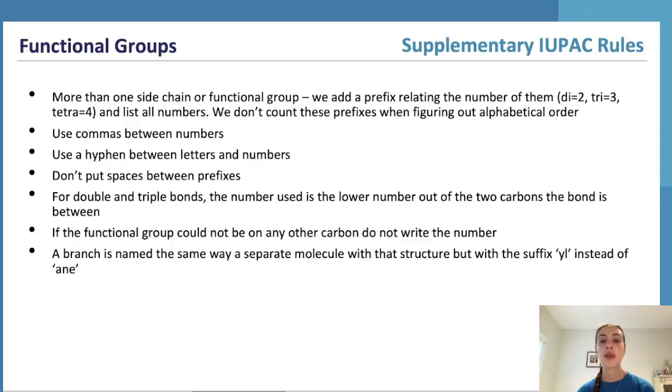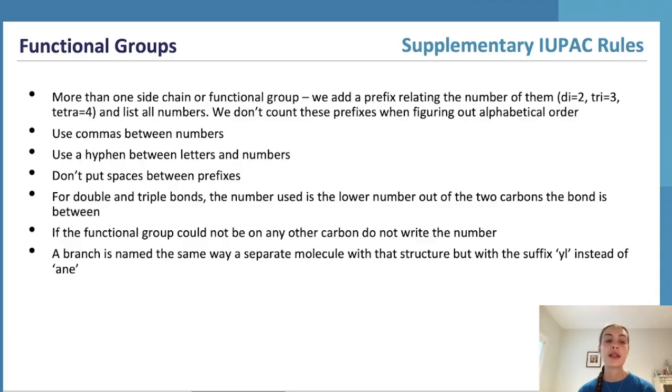You don't count the multiplying prefixes when figuring out the alphabetical order. As I said before, if you had an ethyl group and a dimethyl group, you'd still put ethyl before dimethyl, even though alphabetically that wouldn't seem right, because methyl comes before ethyl in the alphabet. The next thing to note is that you use commas between numbers. So if we've got a methyl group on the second carbon and a methyl group on the third carbon, you'd say 2,3-dimethyl.